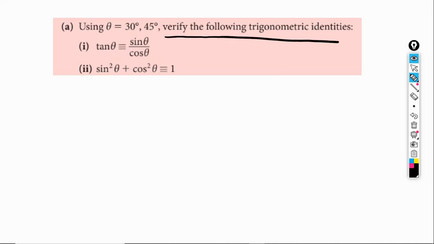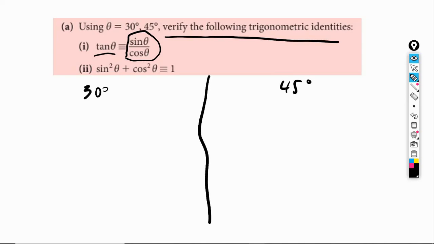So verifying the identities just means that they want you to use the left-hand side to show that it is equal to the right-hand side. Okay? So, let's start with 30 degrees on the left, and we will do 45 degrees in a bit on the right. So let's split the screen in half, more or less. With 30 degrees, let's do part 1, where they want us to prove the tangent of the angle is equal to that. So let's see, tangent of 30 degrees.